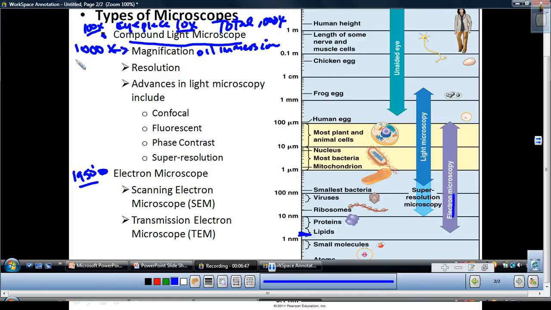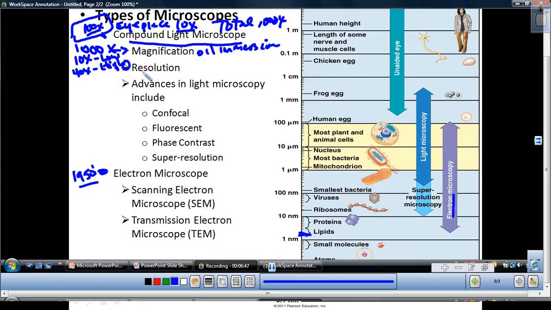For us in the classroom, we're also going to use a 10x objective, which is our low power, and then we have a 40x, which is our high power. So I like to call the 40x high, the 10x low, and then we have a super high, which is the 100x oil immersion lens.